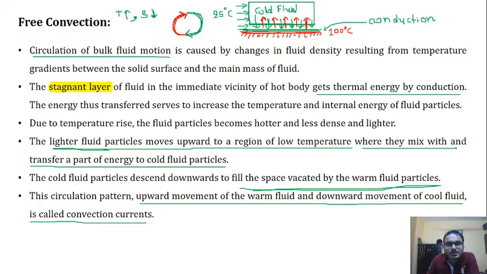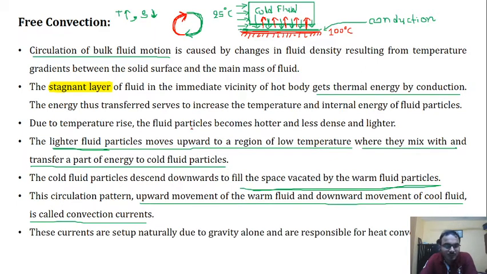As you can see, this red arrow is for hot and lighter fluid, and the green arrow is for colder and heavier fluid. This is the circulation pattern that will be observed throughout this free convection phenomenon. These currents are set up naturally due to gravity alone, and they are responsible for heat convection.